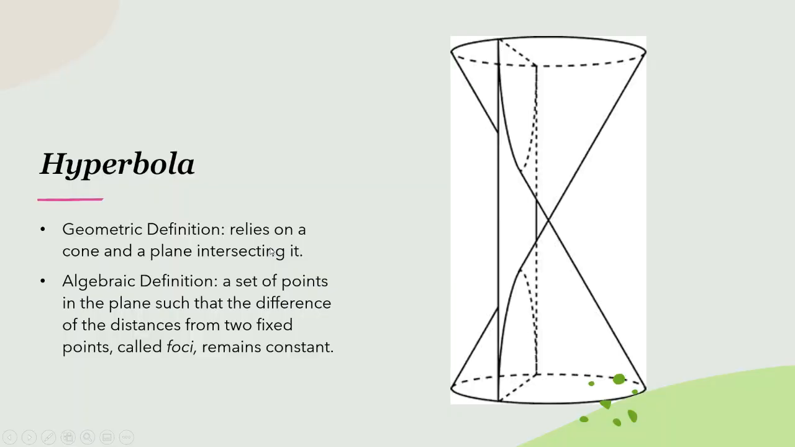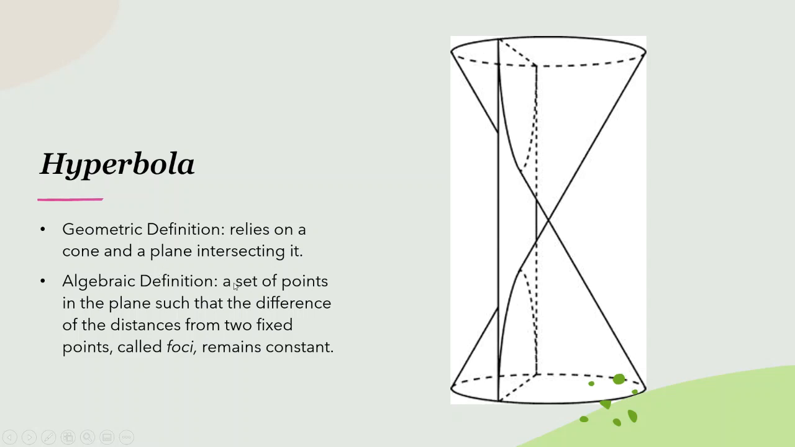So basically, in geometric definition, it relies on a cone and a plane intersecting it. As you can see, we have cones here. And if there's a plane that intersects the cone, it would have the shape of the hyperbola, one here at the top and one at the bottom. Also, we can rotate this. We can also have a hyperbola at the right or a hyperbola at the left.